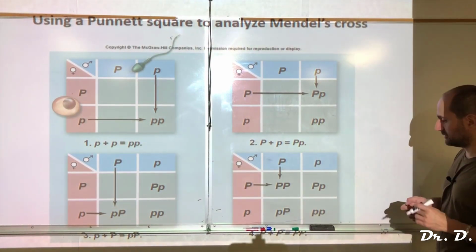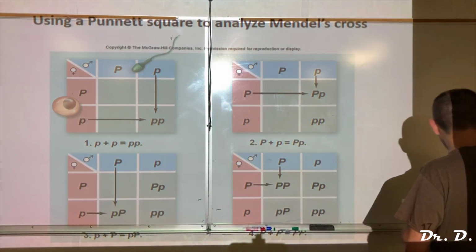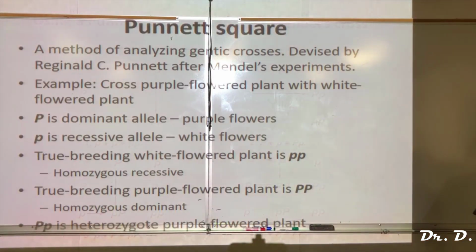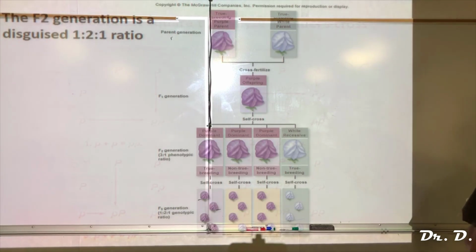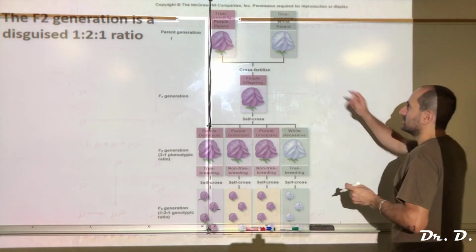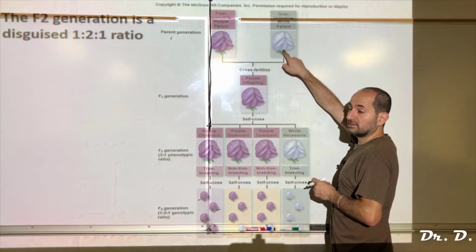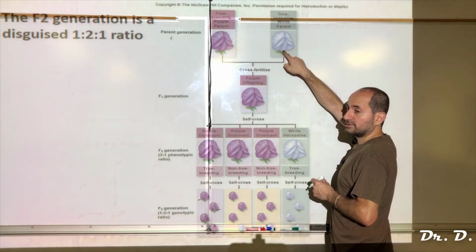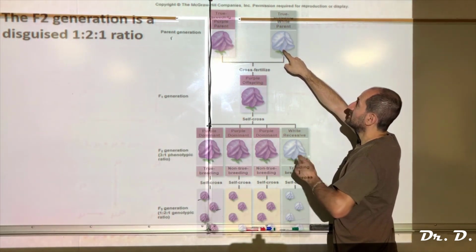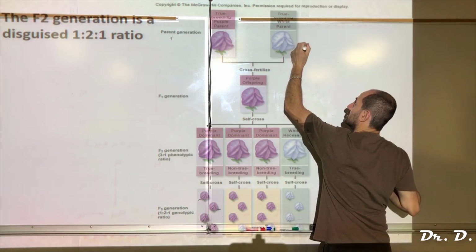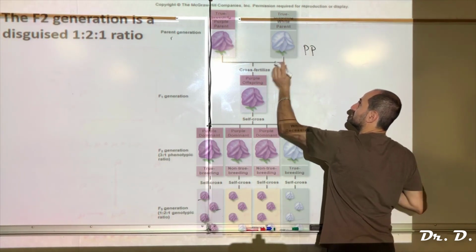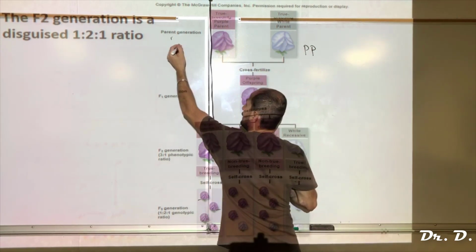So for example, let me actually give you a better example. Let me show you how these squares work. Sometimes it's better just to show you. This parent here was a true breeder recessive, right? So remember, its genotype is little p, little p. This parent was big P, big P.